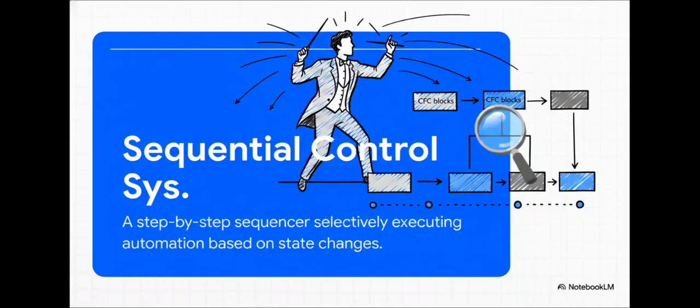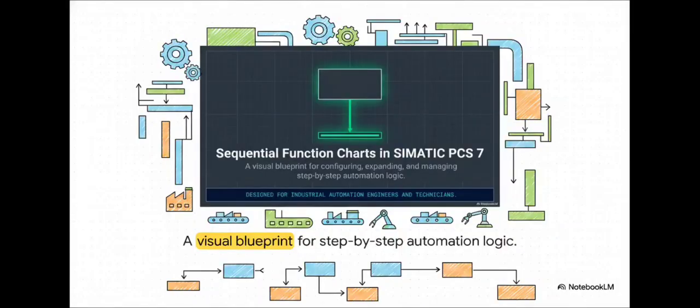So instead of everything just running all at once, it dictates exactly when the underlying continuous function chart, or CFC, blocks should actually do their thing. I found it absolutely fascinating to see what that looks like conceptually. This visual blueprint is literally the ultimate organizational tool for engineers and technicians out there. It takes all that abstract code and turns it into a clear, top-down flowchart that immediately communicates exactly what a process is doing at any given moment.